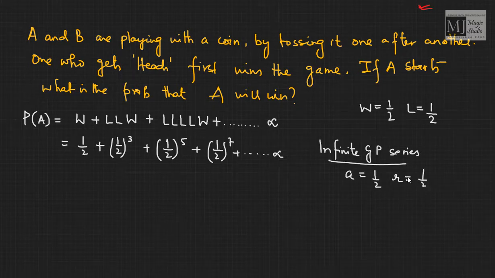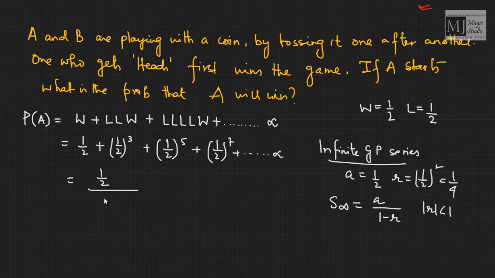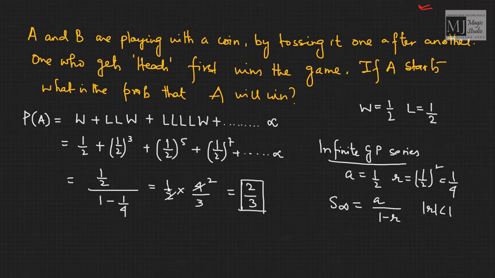is 1 by 2 cube divided by 1 by 2, which is 1 by 2 whole square, that is 1 by 4. And we know that summation to infinite GP series is A upon 1 minus R. We know that mod R is less than 1. Then this will be A is half upon 1 minus 1 by 4. This is half into 4 by 4 minus 1 is 3. 2 by 3. 2/3 are the chances that A will win.